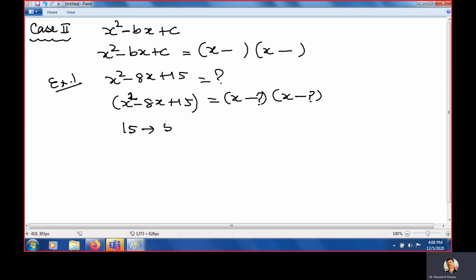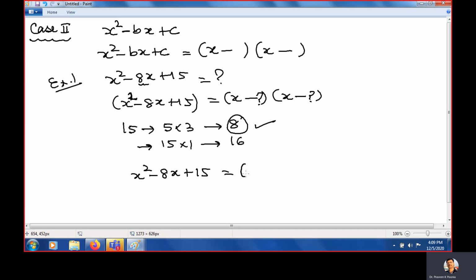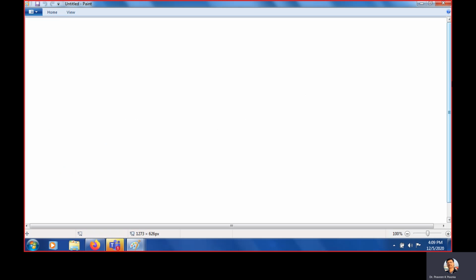It is 5 times 3 and it is 15 times 1. There are two factors. Sum: 5 plus 3 is 8. 15 plus 1 is 16. So here is 8, so we will choose this one. So what is the answer? The answer is x square minus 8x plus 15 is equal to x minus 5, x minus 3. Got it? This is very simple. There is nothing very difficult.